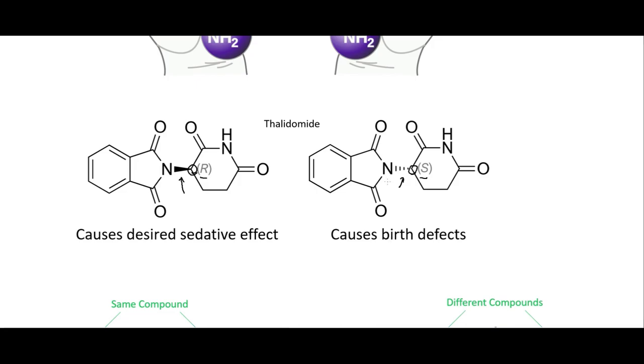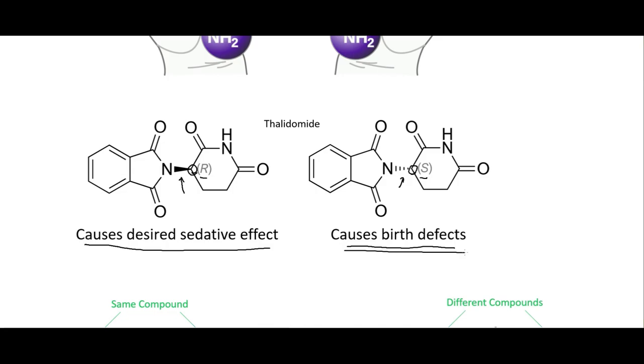But this is usually shown as a way to demonstrate that these molecules, even though they are exactly the same in their bonds and the number of atoms and everything, having these different three-dimensional structures, because they're mirror images, can be very important. Because with this, we have the R enantiomer here, which causes the desired sedative effect, but then the other enantiomer causes birth defects. As I said, this was used to help treat morning sickness, so pregnant women were taking this, and this S enantiomer was causing birth defects.